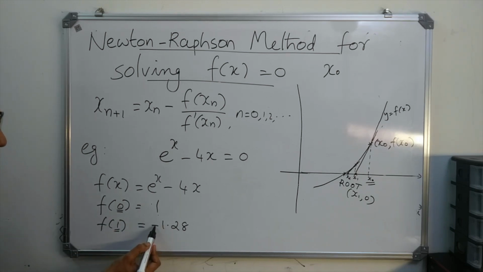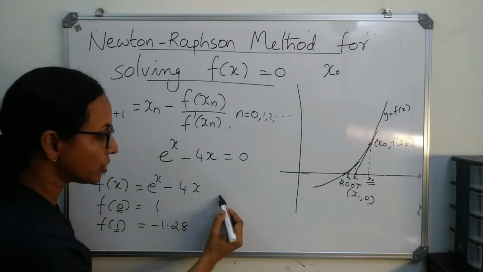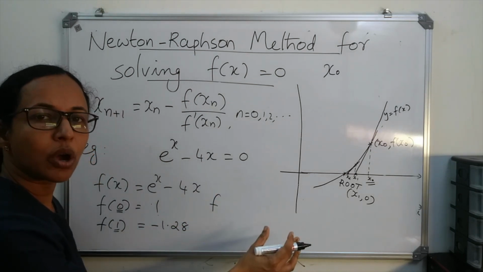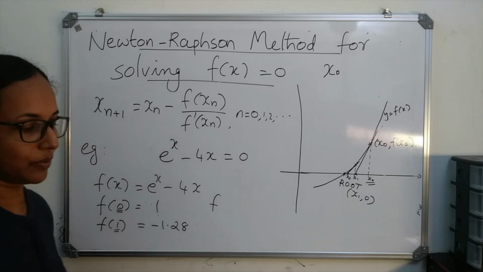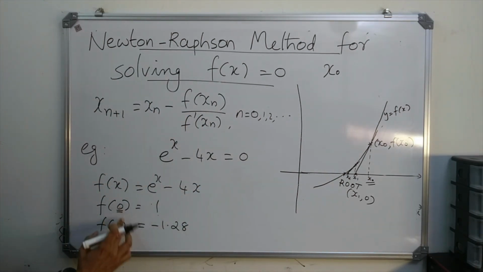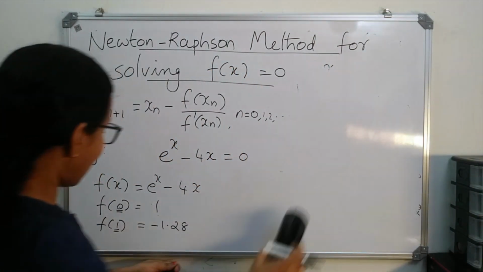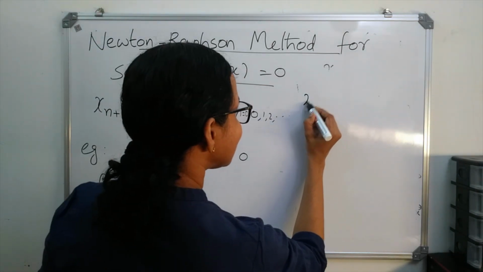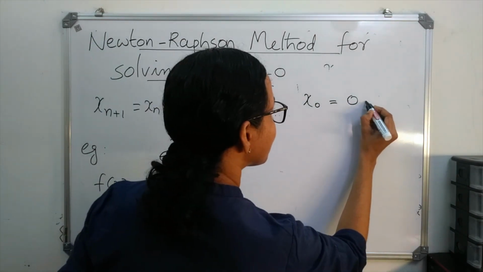Suppose f of 0 and f of 1 are both positive, then you go for f of 2. If f of 1 and f of 2 are of opposite signs, then the root lies between 1 and 2, and it goes like that. In this case, the root lies between 0 and 1. You can take the initial approximation as either 0 or 1, or you can take the average also. Here I am taking x naught as the average of 0 and 1, so x naught is 0.5.